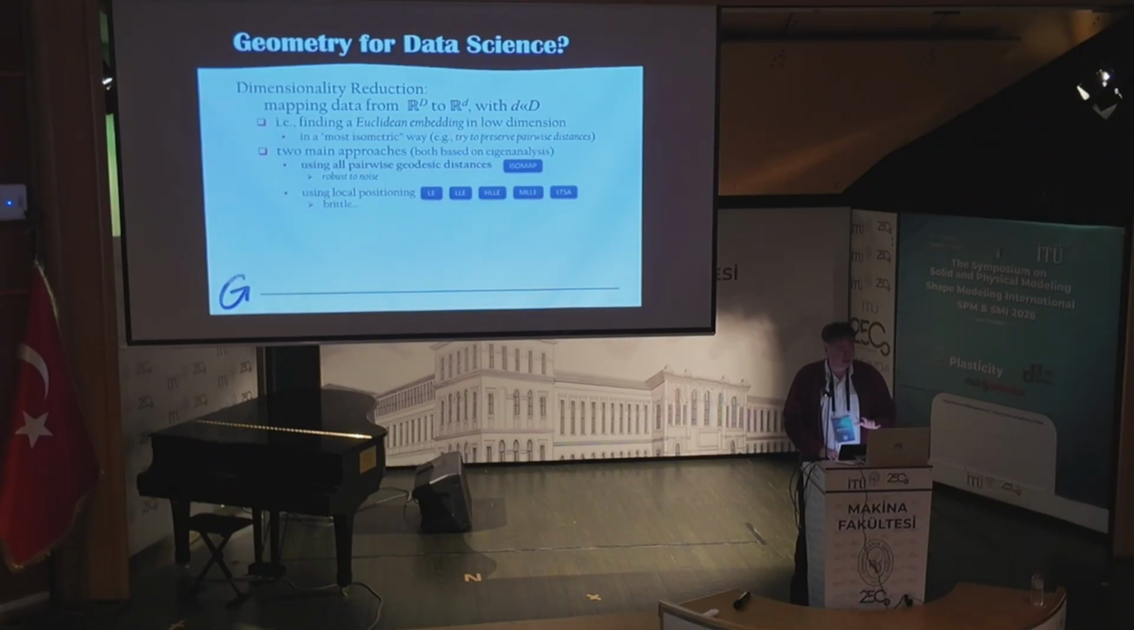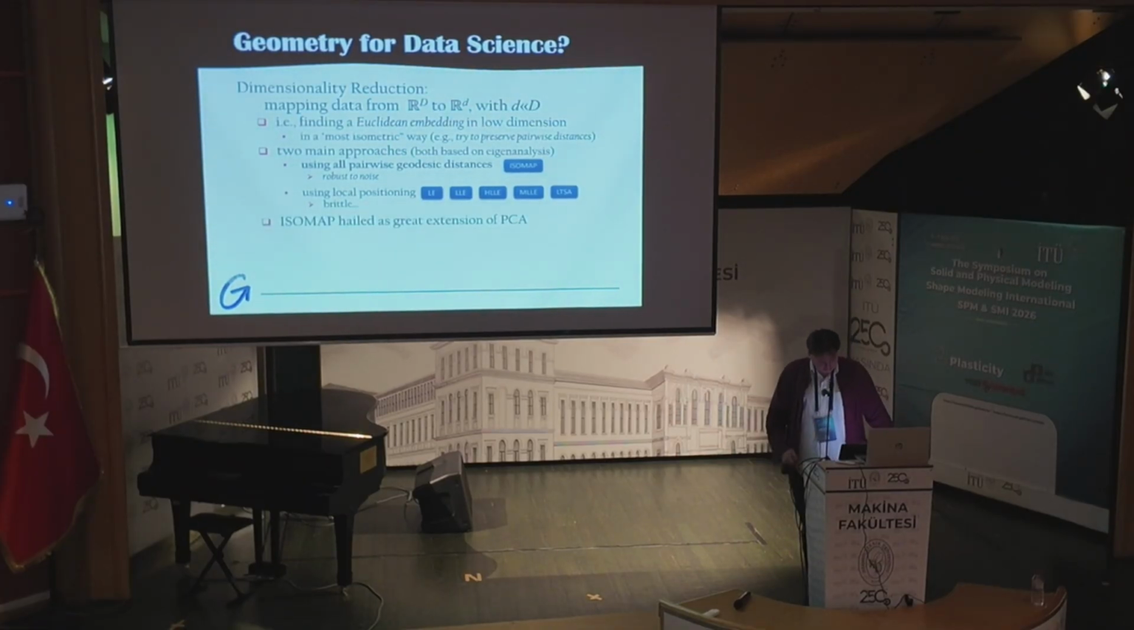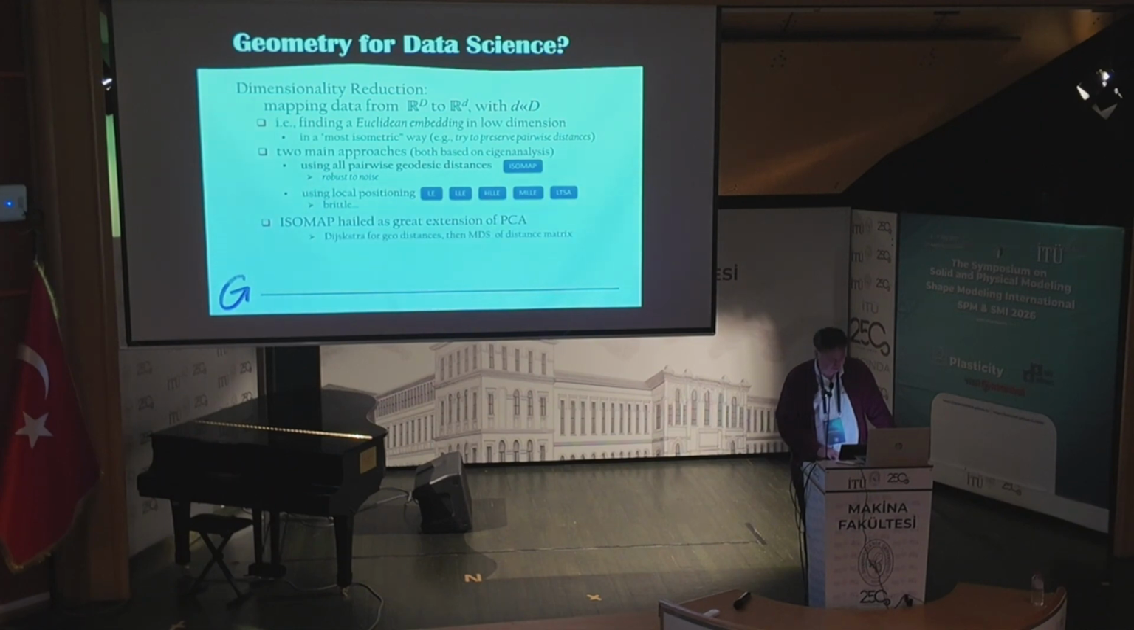So this method works great if you have data that has no noise. As soon as you add a little bit of noise, it just collapses. So that's why in practice, people prefer Isomap. It's been really hailed as a great extension of PCA because it does nonlinear dimensionality reduction for basically just a big eigen analysis of this distance matrix of the geodesic distances.